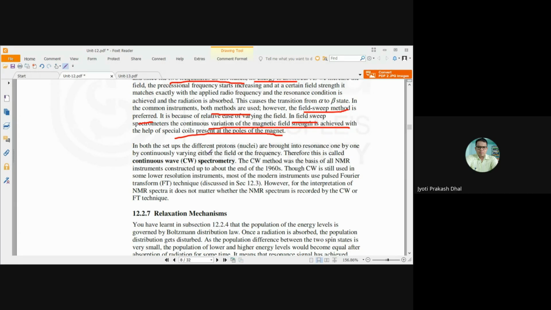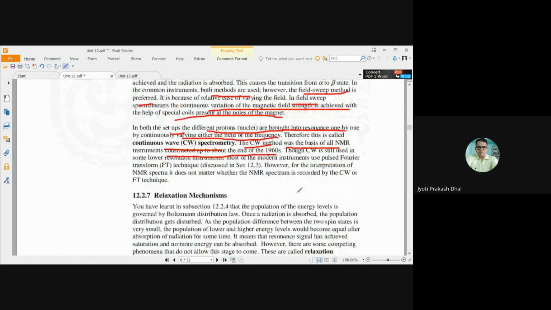In both the setups, the different protons are brought into resonance one by one by continuously varying either the field or the frequency. Therefore, this is called continuous wave spectrometry. The CW method was the basis of all NMR instruments constructed up to the end of the 1960s. So up to 1960, the basic principle of NMR instruments was the CW method.